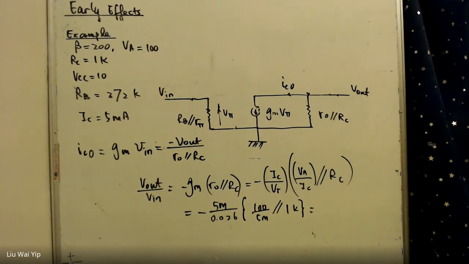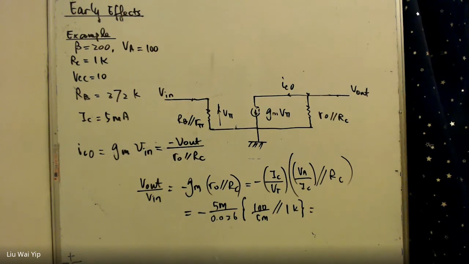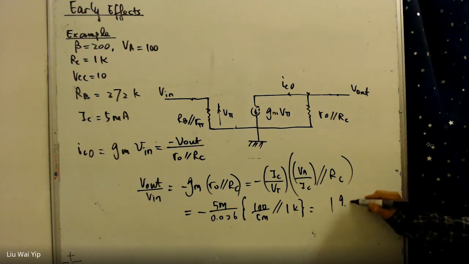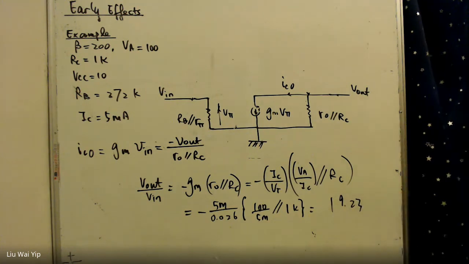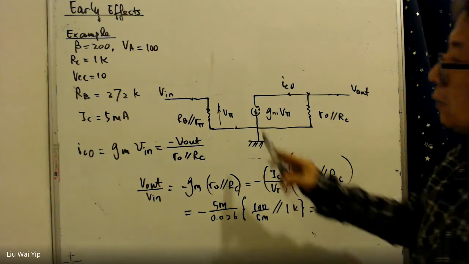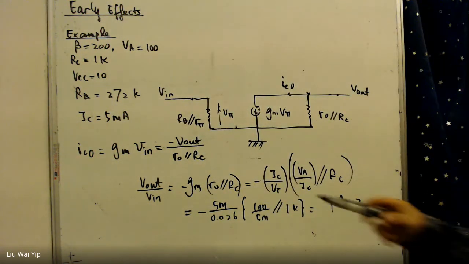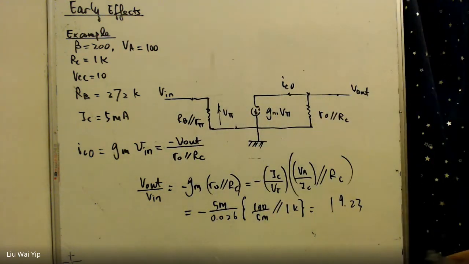0.05 divided by 6 times... It's around 19.23. So this means the voltage gain is 19.23. And with this circuit, you should be able to come up with the current. So the next thing that I'm going to show you is to check this circuit.